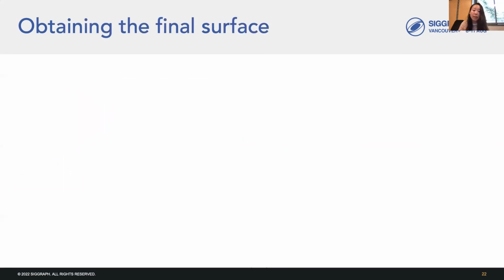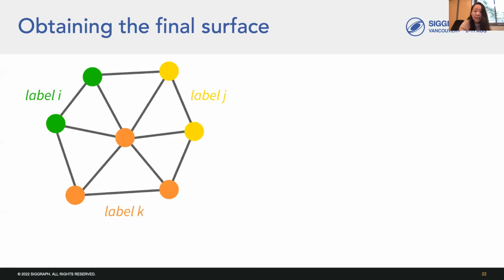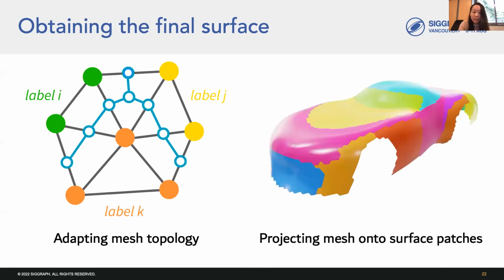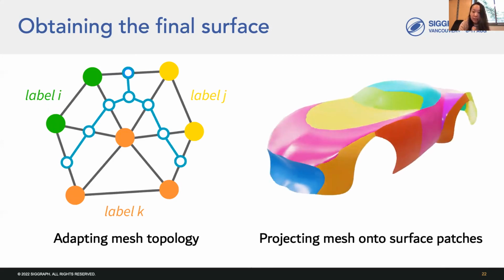Finally, once we have obtained a set of surface patches, as well as a segmentation of the proxy surface, we obtain the final surface by projecting the proxy surface onto the surface patches. First, we insert edges in the proxy surface mesh along segmentation boundaries, so that the discretization will allow the emergence of sharp feature edges. Then, we project each mesh vertex onto its associated surface patch, while regularizing by encouraging mesh smoothness and boundary polyline smoothness.